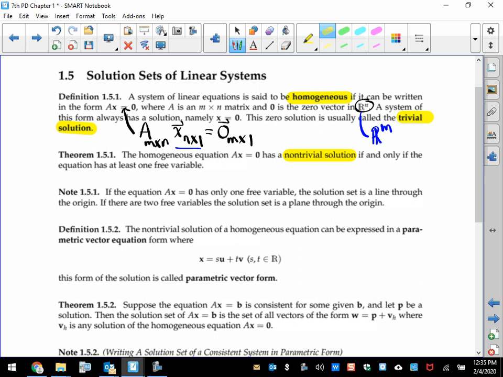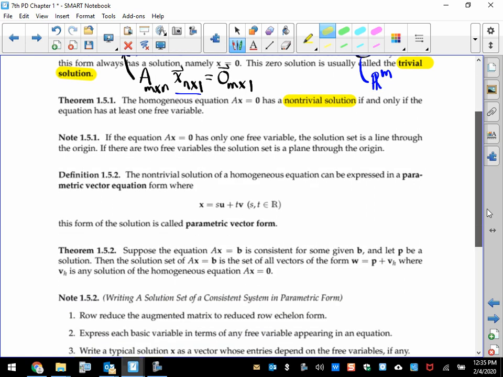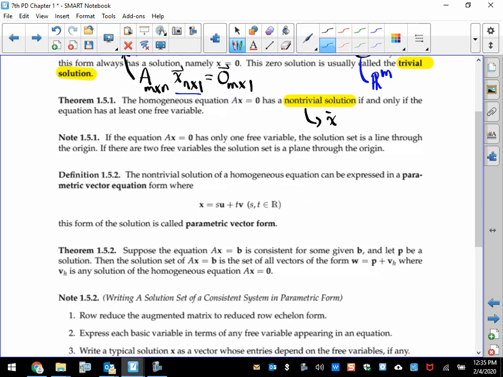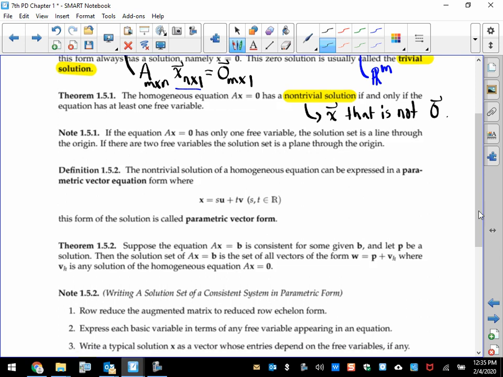It's if and only if the equation has at least one free variable. So if we can find a free variable when we row reduce the matrix, then we know that the system has a non-trivial solution. So that is a solution that is not 0. Maybe I'll write that. So we'll say x that is not the 0 vector. If the equation Ax equals 0, we're looking at note 1, has only one free variable, the solution set is a line through the origin. If there's two, the solution set's a plane, and so on, but we're running out of dimensional analogy there.